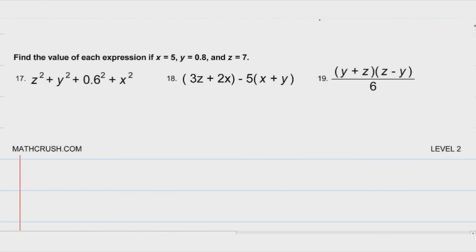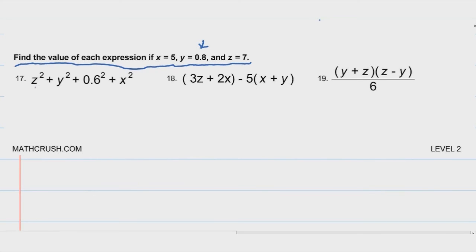Welcome back. All right, we're almost done. We only have 3 more left. So on this set for 17, 18, 19, the directions say, find the value of each expression if x equals 5, y equals 0.8, and z equals 7. Wow, so we have whole numbers and a decimal right there. So let's not get confused because it's 0.8, not 8.